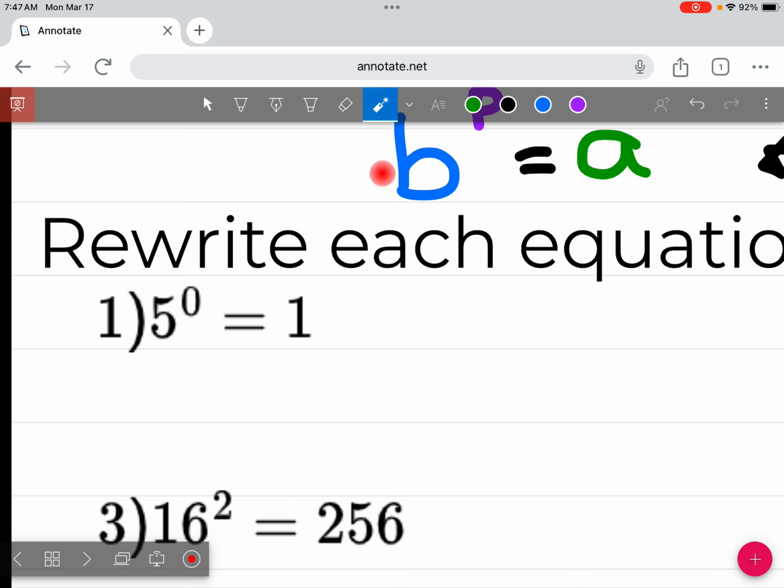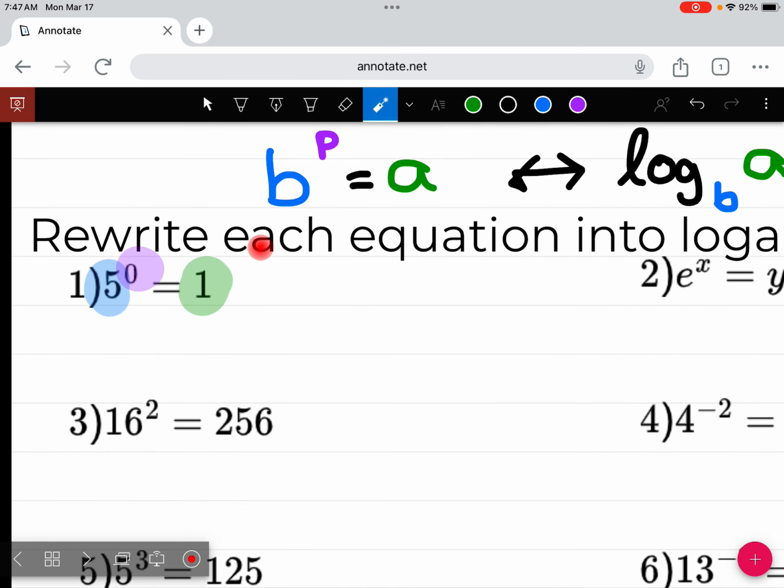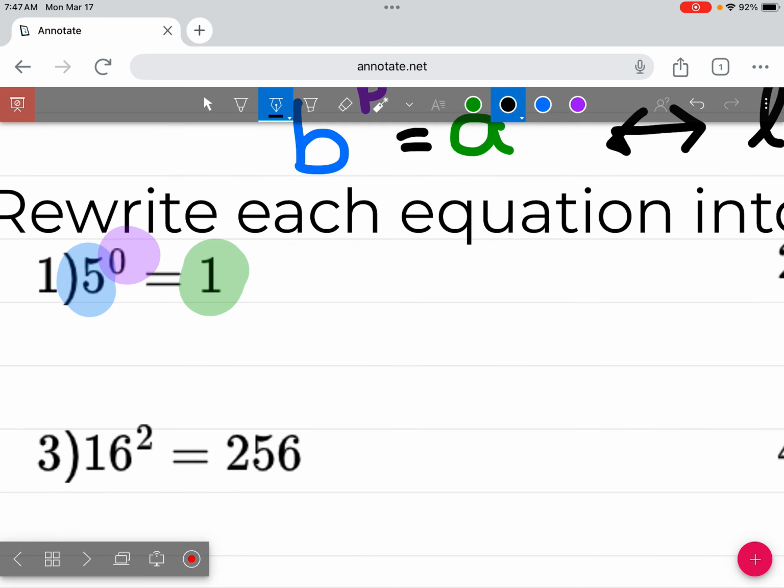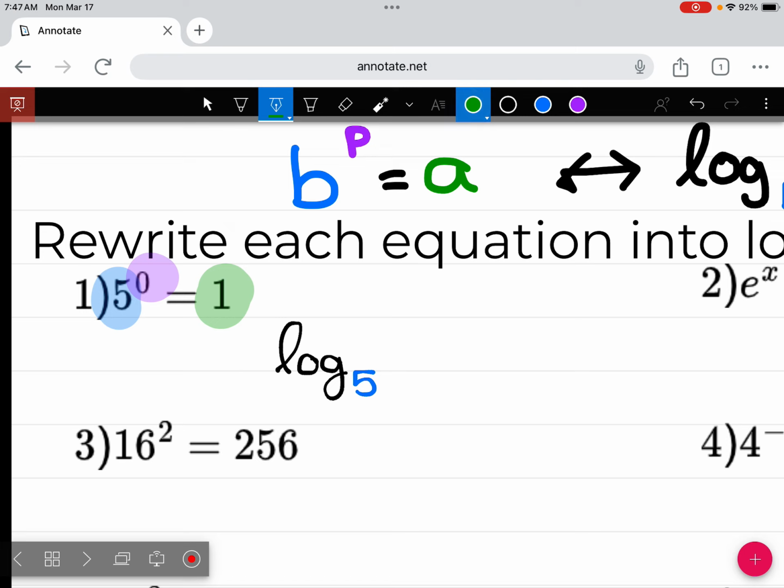So when we're filling this out, we're going to, again, play match them up. I know my base for number 1. Our base is 5. My power is 0. And my argument is 1. It's matching up directly with each of these pieces. So to write it over here in our log form, we're going to put our log with our base of b. So in this case, we have a base of 5 of our argument, which is 1, equals our power, which is 0.